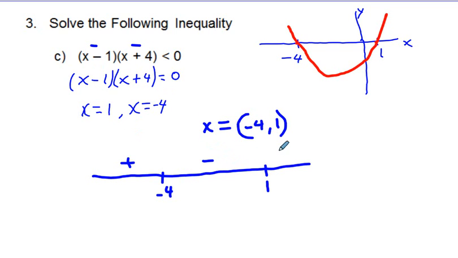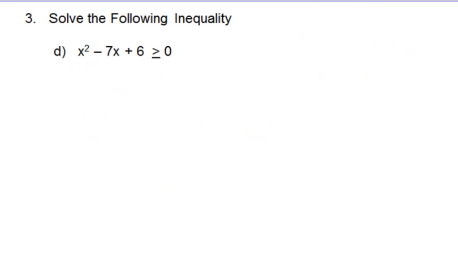And to the right of 1, we would have a positive times a positive. So that means that only in this interval, in the middle between -4 and 1, is this a true statement. So we could diagnose our answer this way as well, using a sign chart. And that's the way we're going to be doing that quite a bit in calculus later on.